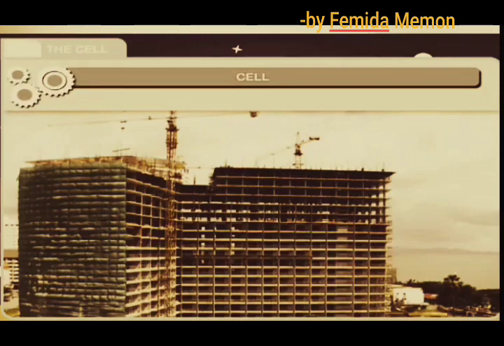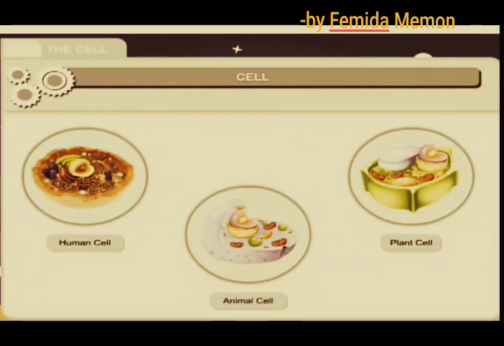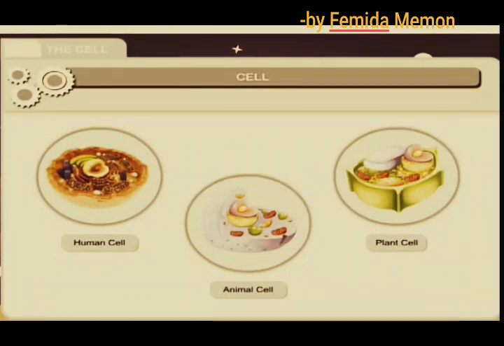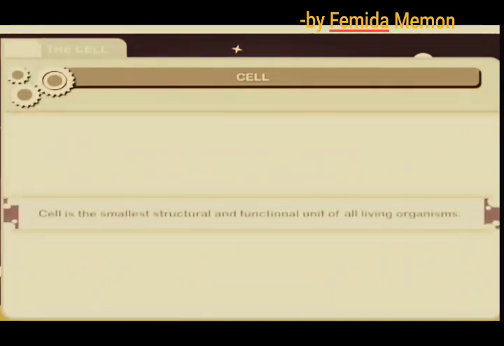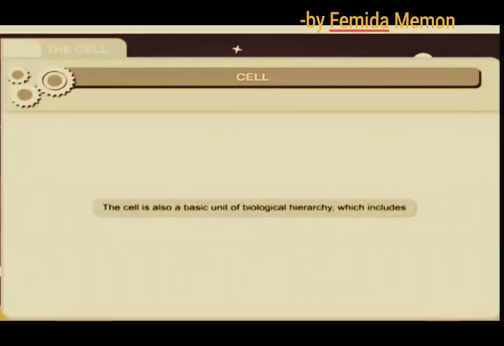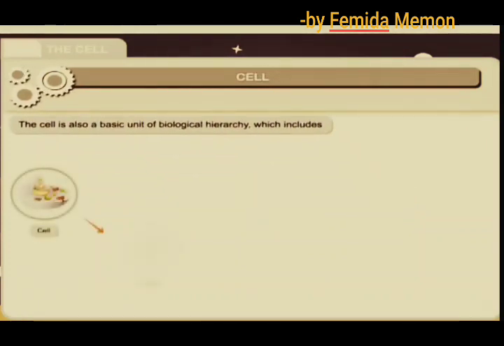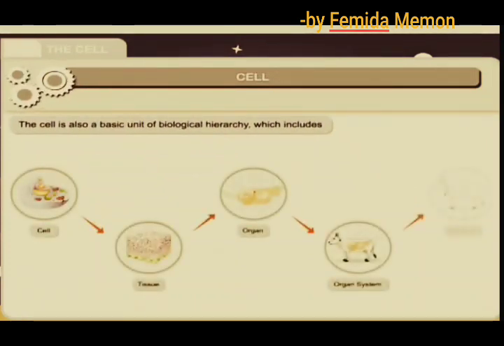You might have seen the construction of a building. Each building is made up of many bricks, and each brick represents the unit of a house. In the same way, living things are made up of numerous biological units. Each unit is called the cell. Cell is the smallest structural and functional unit of all living organisms. The cell is also a basic unit of biological hierarchy, which includes cell, tissue, organ, organisms.